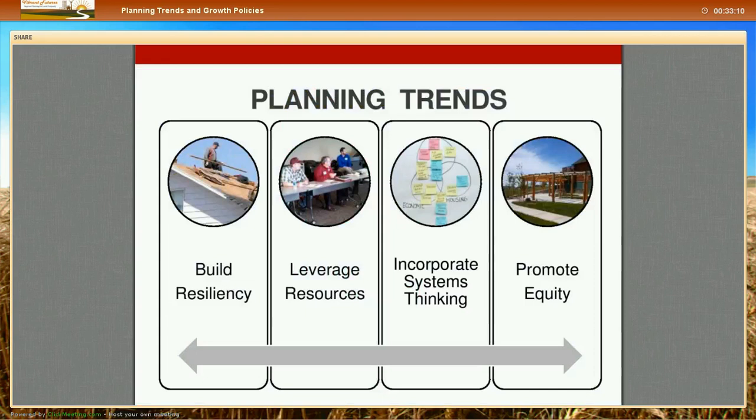So in conclusion, when updating the growth policy, consider adding goals, objectives, policies, and strategies to address the following planning trends: resiliency, leveraging of resources, systems thinking, and equity.